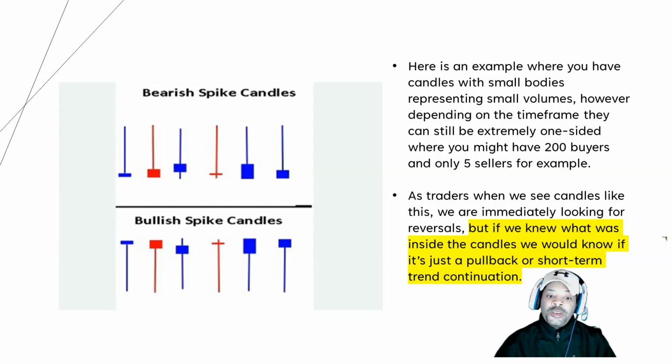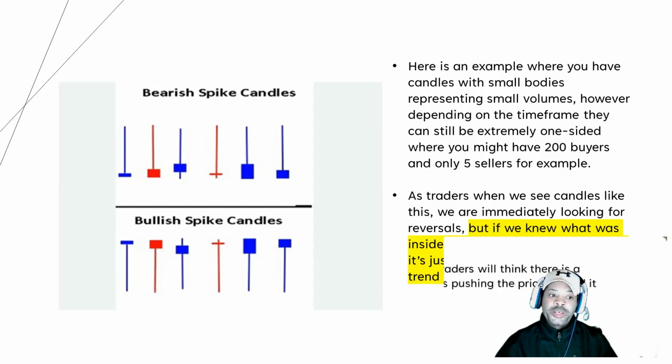reversals. But if we knew what was inside the candles, we would know if it was just a pullback or a short-term trend continuation. So I definitely recommend that we start looking at what's inside the candles more so than the candles themselves. You can still be successful just by trading off the candles, but a lot of times, especially in the current conditions, it's just not going to be as reliable.